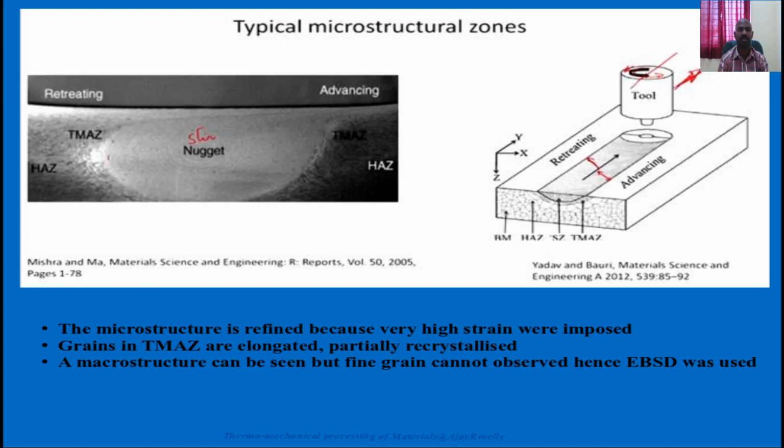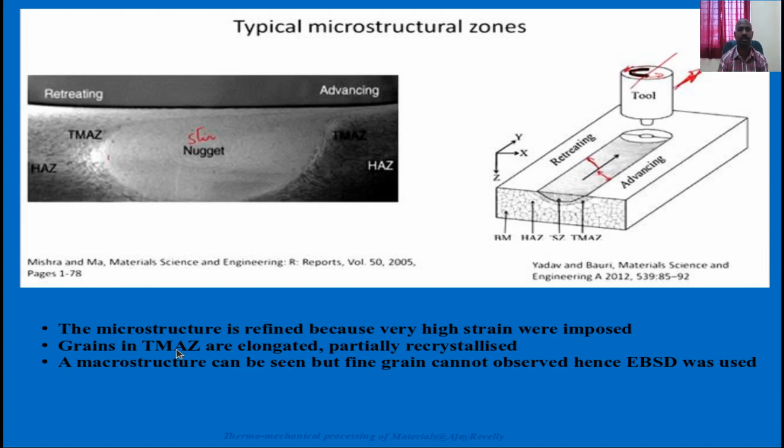Now let us know about the microstructural zones. In this, few things you can see; this is a macrostructure, but you cannot see the fine grain size structure, which can be characterized by electron backscatter diffraction. See this retreating side and advancing side, this is a nugget zone, this is the thermomechanical affected zone, this is the heat affected zone. And this is a pictorial image with respect to the cross-sectional stirred zone, affected zone, base metal zone, thermomechanically affected zone.